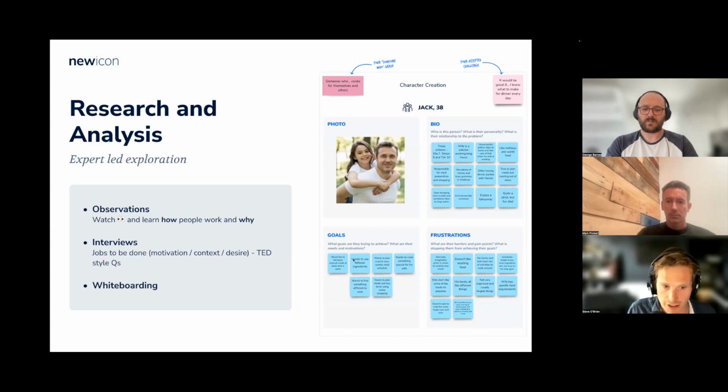Jobs to be done, I think, actually comes from sales, but it's really good for interviews, which is where you understand the motivation and the context and the desire of the user. So what are they trying to get done, the context, the environment they're in, and the actual desired outcome that they expect. And the context is really important.